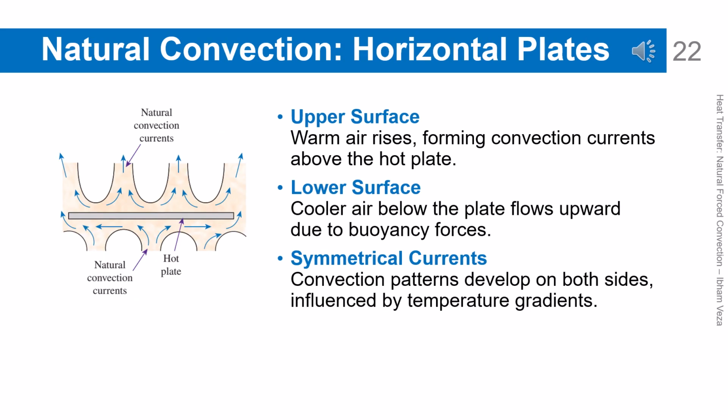Natural convection on horizontal plates. For horizontal plates, the flow pattern strongly depends on whether the hot surface is on the top or the bottom. If the hot surface is on top, the warm fluid remains stable and almost no motion occurs. If the hot surface is at the bottom, the lighter fluid rises and convection cells form. This difference in stability significantly changes the heat transfer mechanism. A simple orientation change can determine whether convection occurs or not.